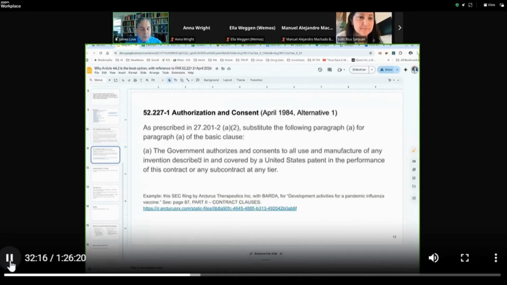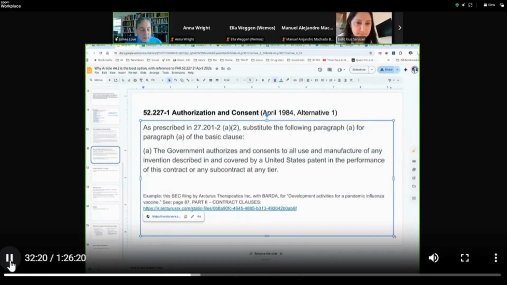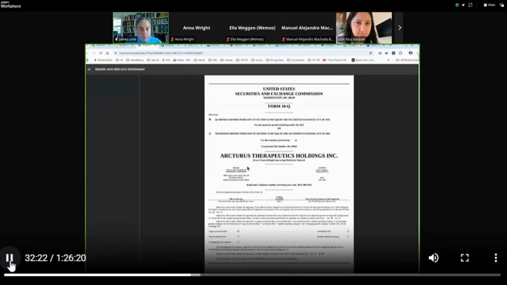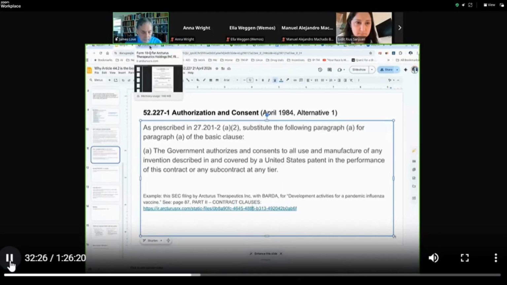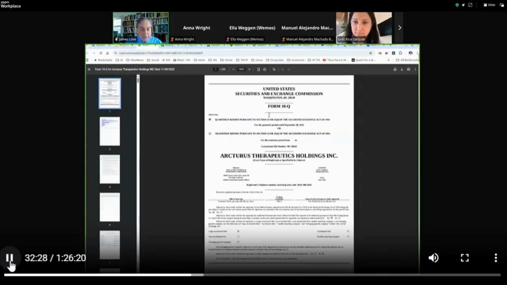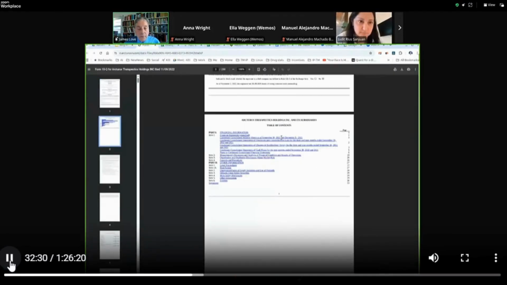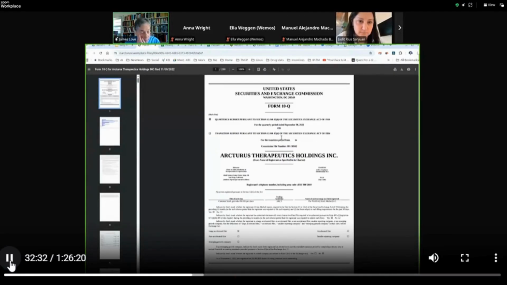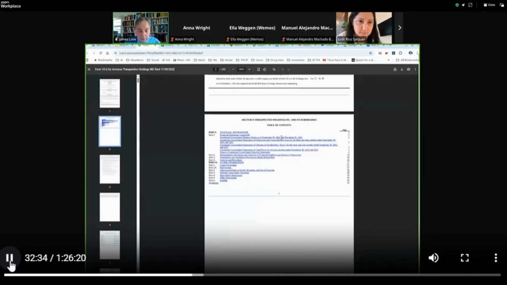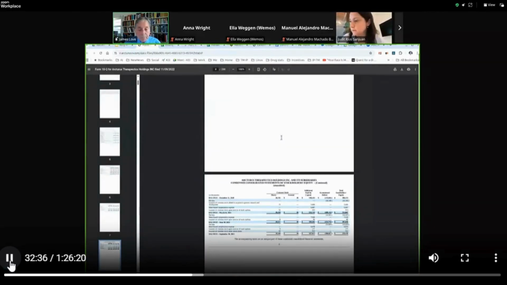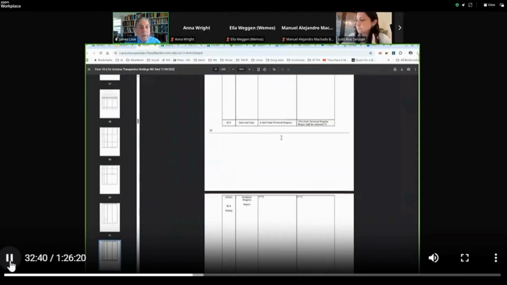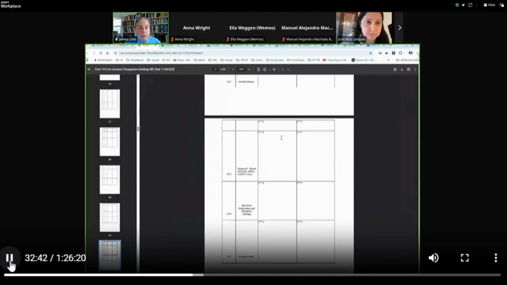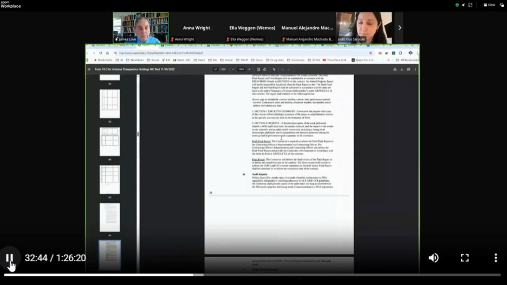I want to show you just an example. The last thing I'll show you is how this is done in an actual contract. So I'm going to go to page 87 of this contract. This is a contract that's disclosed by this company. They have a contract to develop vaccines. It'll take me a second here.